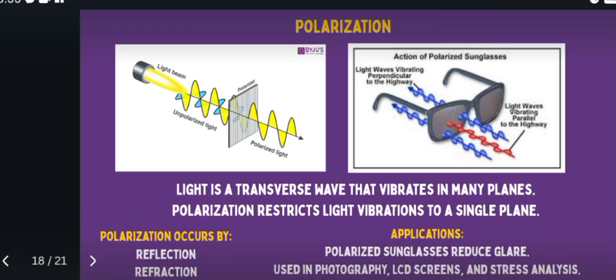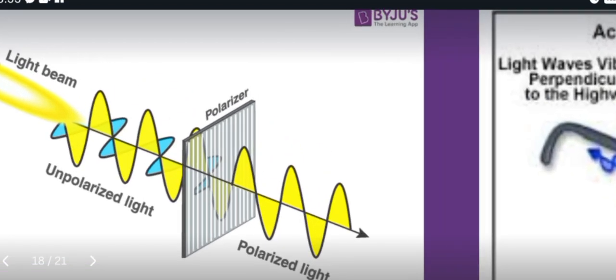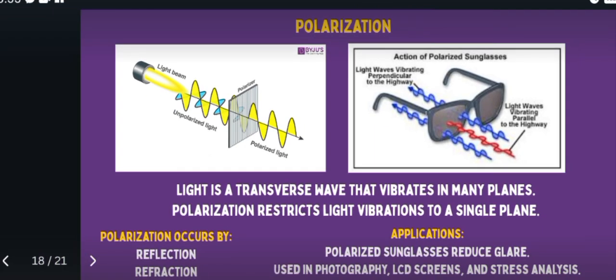So here, polarization occurs by reflection, refraction, and polarizing filters like this. It is a polarizer, it is polarizing. So applications: polarized sunglasses reduce glare. So that's why we use sunglasses. And it is used in photography, LCD screens, and stress analysis. So polarization proves the transverse nature of light.